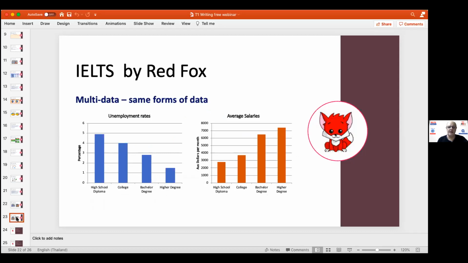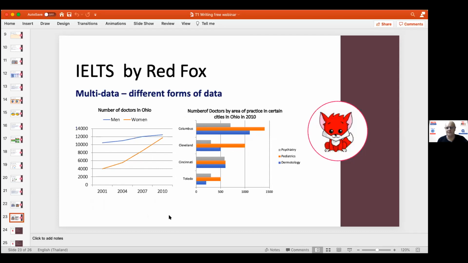Where the data is in different forms, like a line graph and a bar chart, there's no direct link. This one doesn't have a timeline. It's about the same topic, number of doctors in Ohio, but the information on each chart is different. So here we need to pick out the main point from each data set and focus on that.